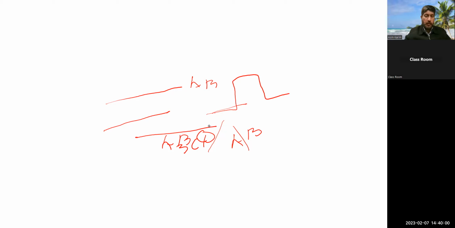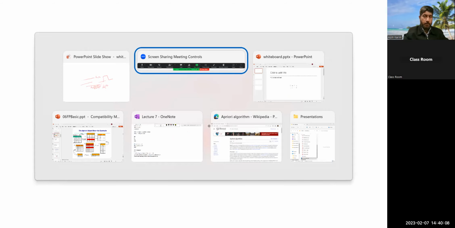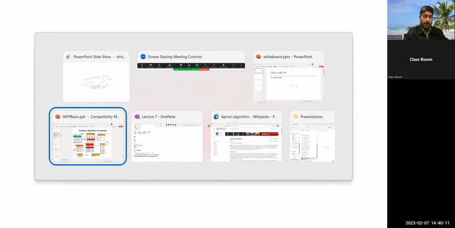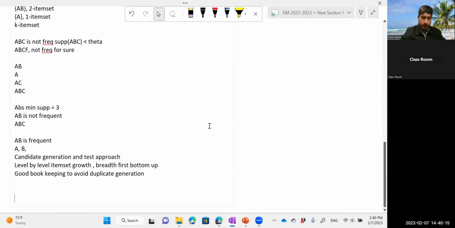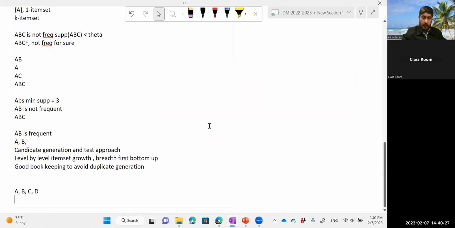So the lattice essentially is a graphical way of representing the level by level growth, or generation, of items. So let me write it here as well. Let's say first level mein A, B, C and D. This is the first level.